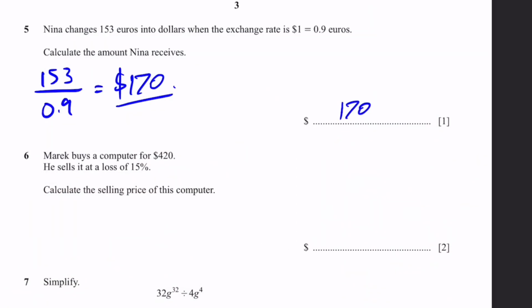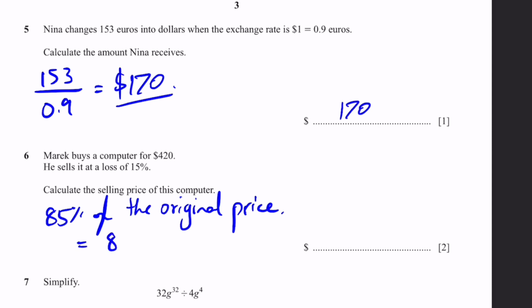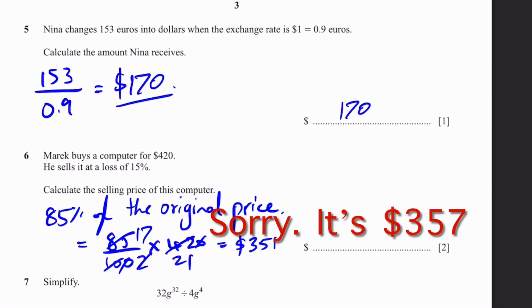Let's go to question 6. Maverick buys a computer for $420. He sells it at a loss of 15%. Calculate the selling price of this computer. So it's loss of 15%, meaning that it's 85% of the original price. So that would be 85 by 100 into the original price, $420. We can cancel the 0, we can cancel 5, 17, and 2. So 17 into 21, which will be equal to $351. That's the answer.